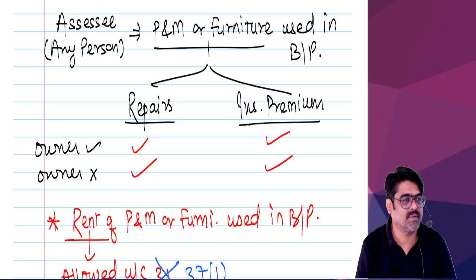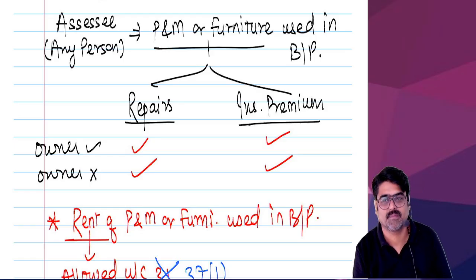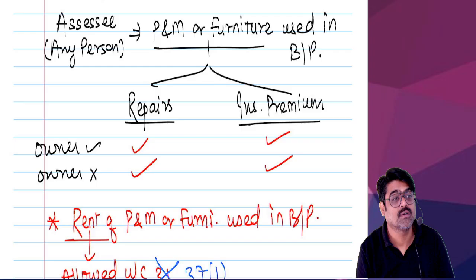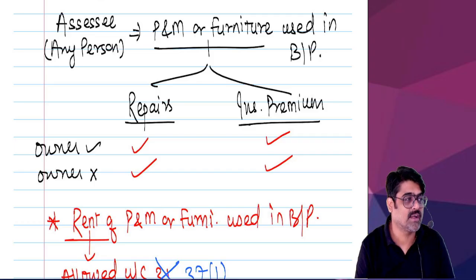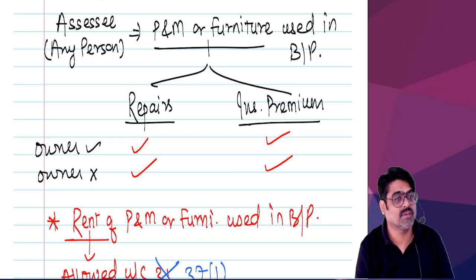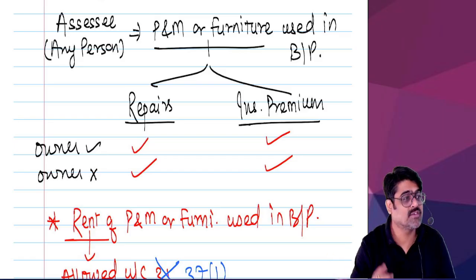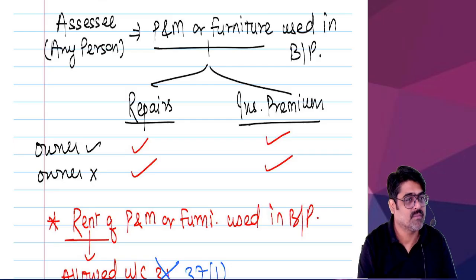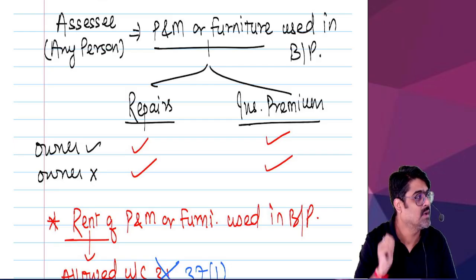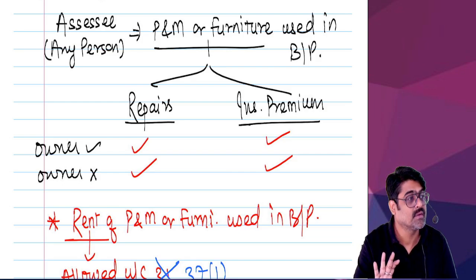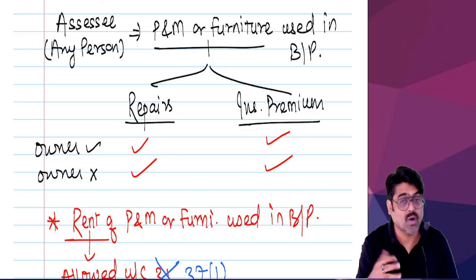Understood? The best example is this camera I have taken on rent. Will I pay the rent of this camera? Yes or no? What is this? Plant and machinery used in my business, but I am not the owner of this plant and machinery. I have taken the plant and machinery on rent, and now I am using it in my business. I might take these benches also on rent. This is furniture which is used in my business, but I am not the owner of this furniture. I have taken this furniture on rent. So can I use a plant and machinery or a furniture in my business, whether it is owned by me or not owned by me?